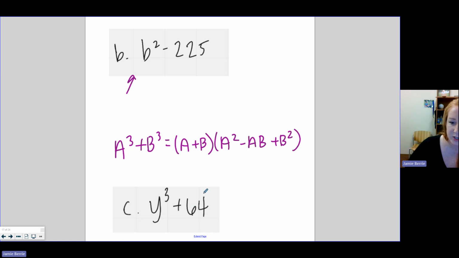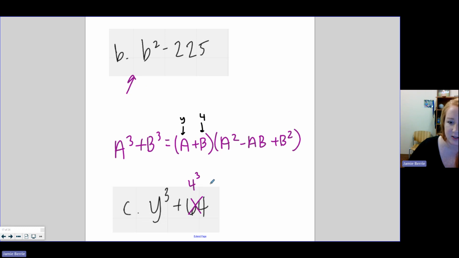All right, so let's plug in our numbers. We need to figure out which perfect cube is 64. We just talked about that. We know that it's 4 cubed. Now we're going to figure out what we need to match up. In our problem, A gets replaced by Y. B is the number that's being cubed, so B matches with 4 with the cube. So B gets replaced by 4.